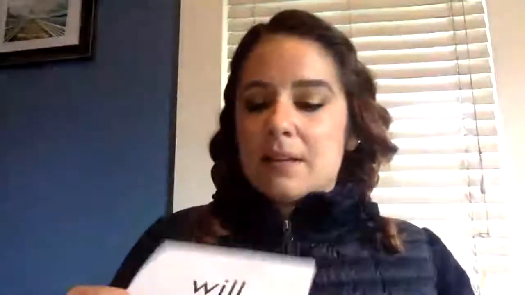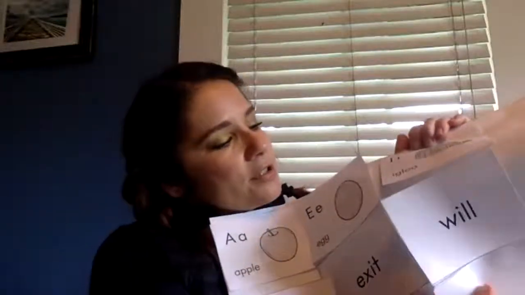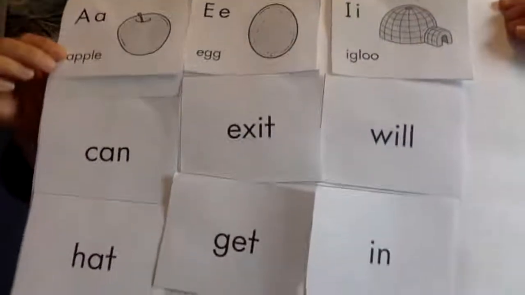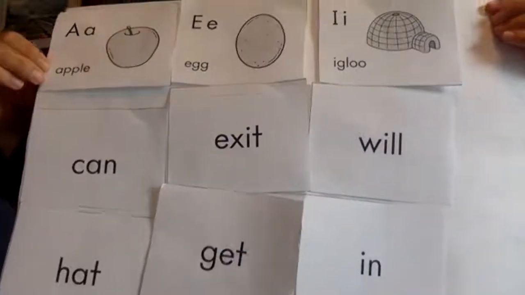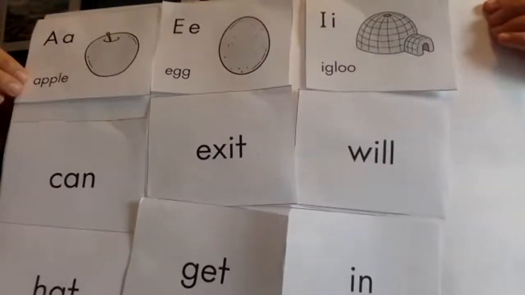For the word will, I noticed that it starts with a consonant, a W, and the second letter is the vowel. And this word has 4 letters. A lot of the other words that we were looking at had 3 letters. Will. I'm going to go ahead and add that to my chart under the I. Notice I'm adding my words according to the correct sound, right? I have my A words, can and hat, my E words, exit and get, and my I words, will and in.